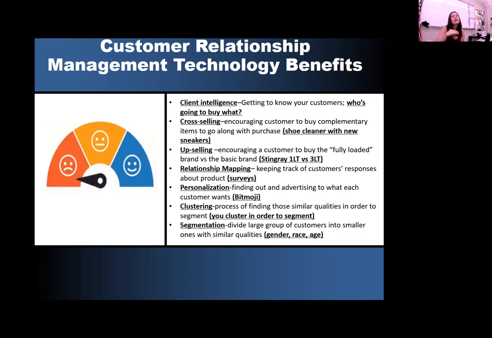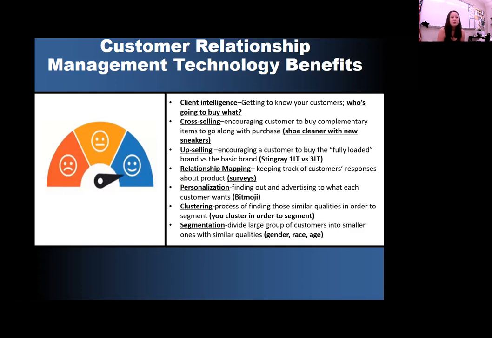Now, upselling, think about selling up. So if you go and you're shopping for a basic brand of a product, upselling means that the salesman will try to get you to buy the more improved or the more expensive brand of that product. So I use the example of a Stingray, 1 LT versus a 3 LT. It's a sports car. So like buying a basic model Honda versus a fully loaded Honda. So upselling encourages the customer to spend a little bit extra money to get the high-end brand of a product.